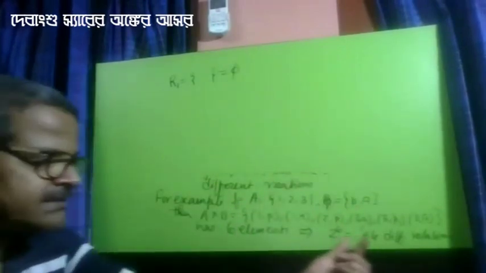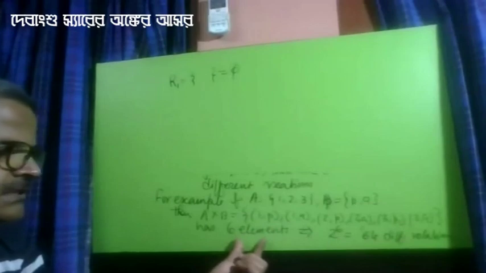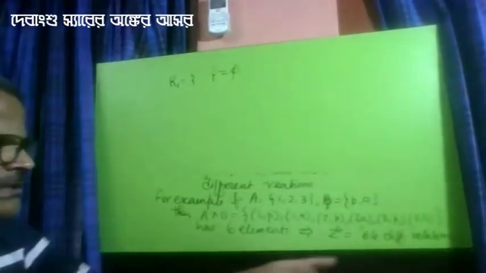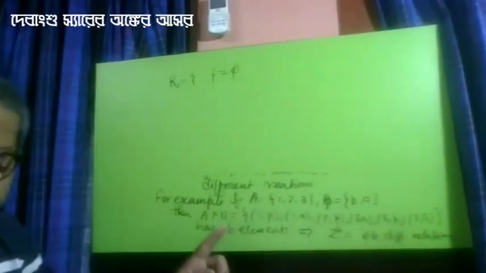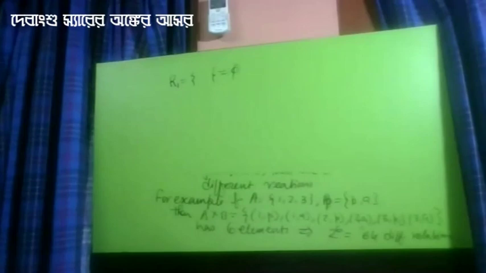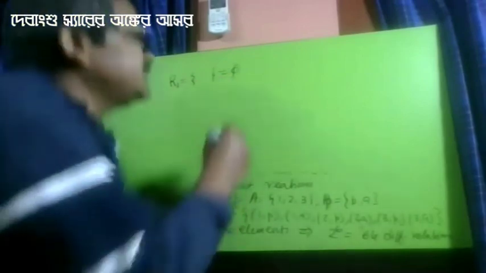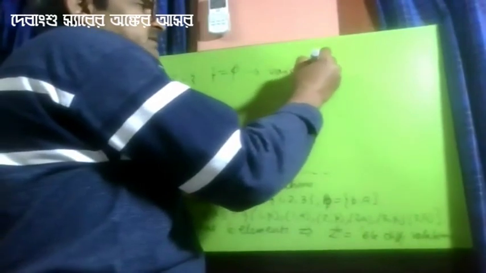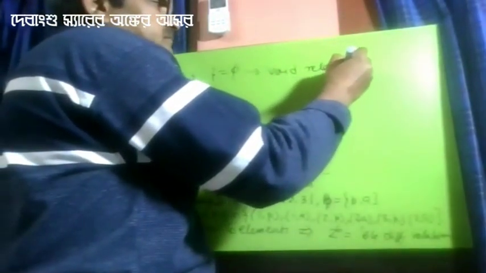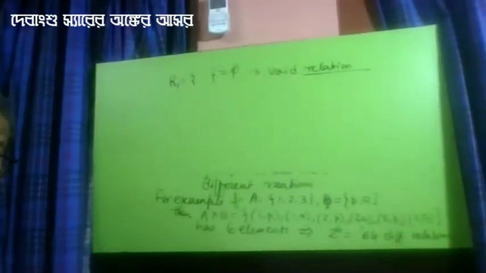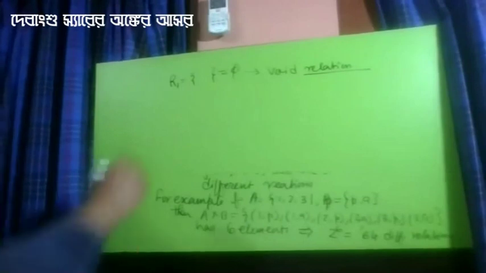But you can take these relations or subsets, any of these 6 elements, as different relations. So a relation means a subset. So subsets can be null. So this is called a void relation or null relation.